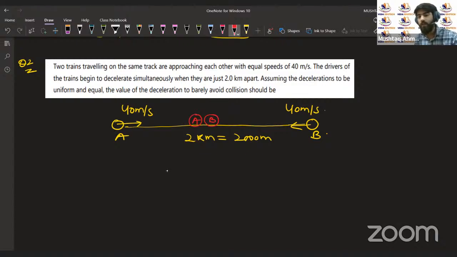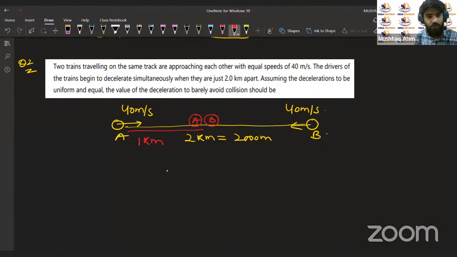We can say that if they stop just before colliding, it means that each of the train will be covering a distance equal to 1 kilometer, right? They must cover a distance equal to 1 kilometer, right? Because they will be stopping just at the middle of this platform, right? Because the initial speed for both the trains is 40 meter per second and the deceleration is also equal and uniform. That means that they must stop at the middle of this platform, right? And each of the train must have covered a distance equal to 1 kilometer, right?